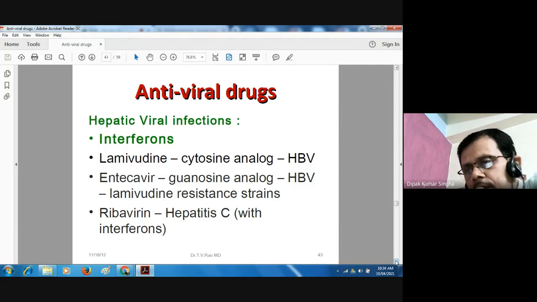Hepatitis C is very infective, not hepatitis B, but hepatitis C, and it is not commonly seen in India, basically it is seen in Africa. But ribavirin is a very useful drug in case of hepatitis C, and ribavirin is actually used with interferons.